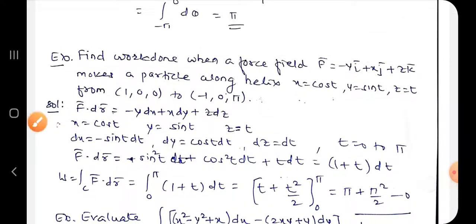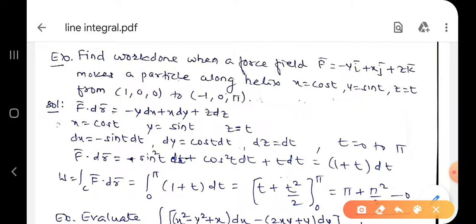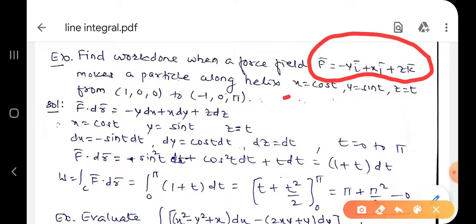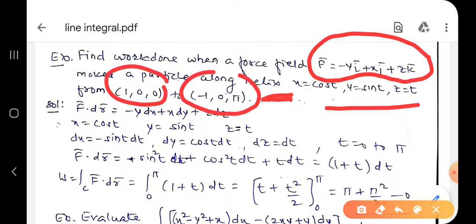Find the work done when a force field F bar is equal to minus y i bar plus x j bar plus z k bar moves a particle along a helix, and that helix is given by x equal to cos t, y equal to sin t, z equal to t, from 1 0 0 to minus 1 0 pi. So these are the 2 points given, right?